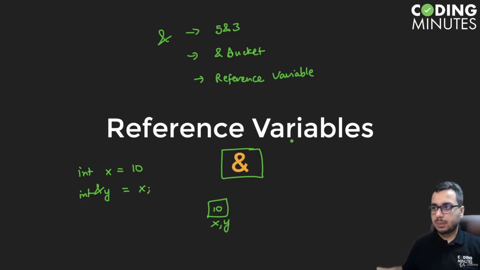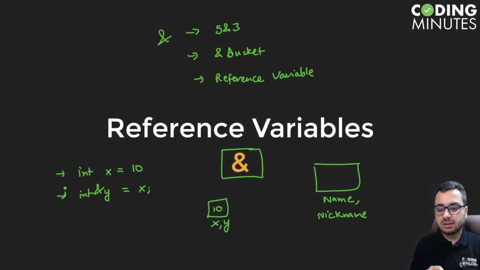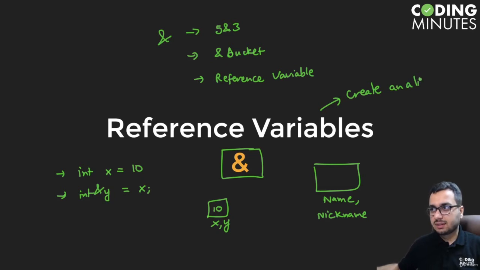For example, you have a name at your home and your mother also gives you another name. Maybe your friends call you with your nickname. If I call your name or your nickname, I'm talking about the same person. Similarly, x and y are not two different buckets, they are names for the same memory. So basically reference variables create another name, or an alias, for the same object.